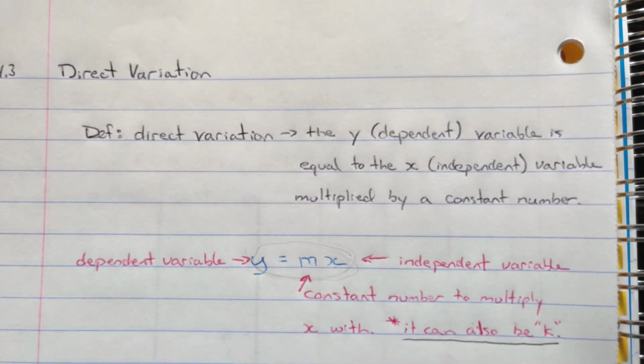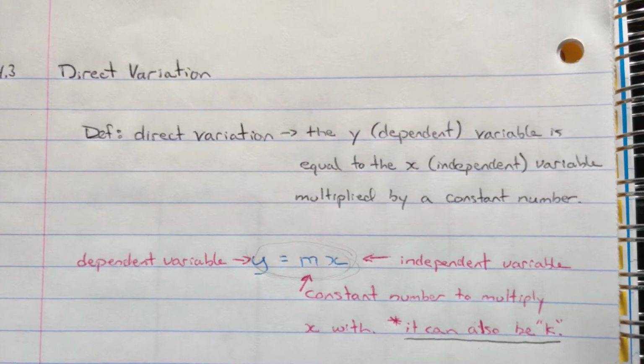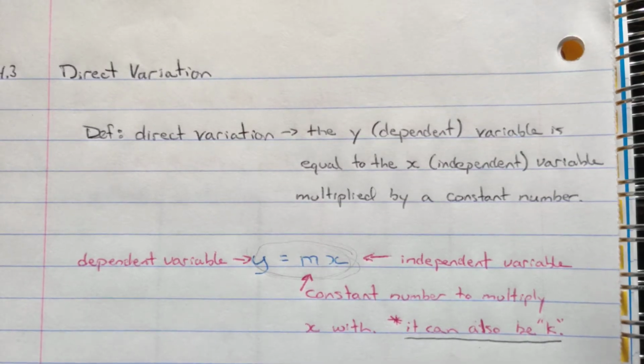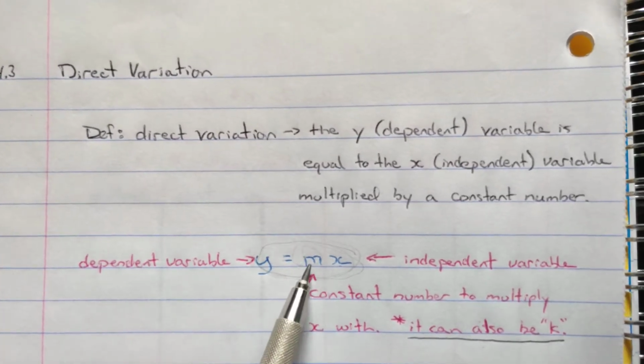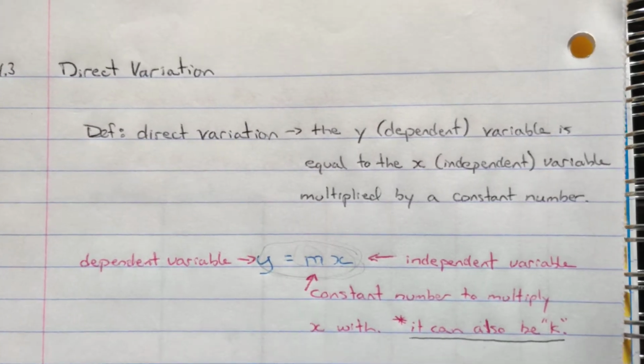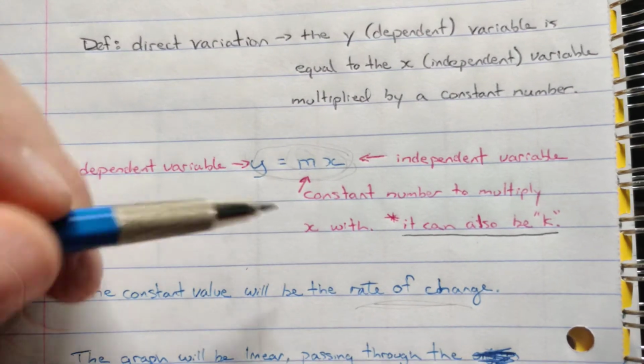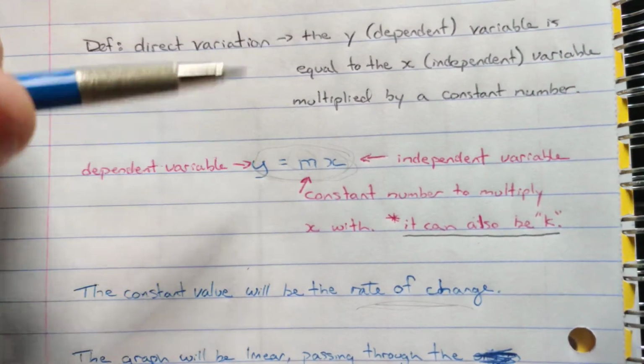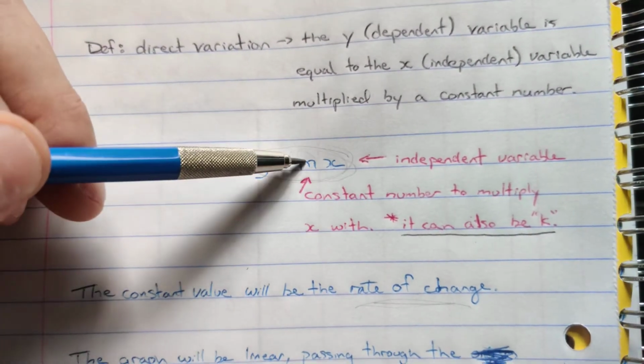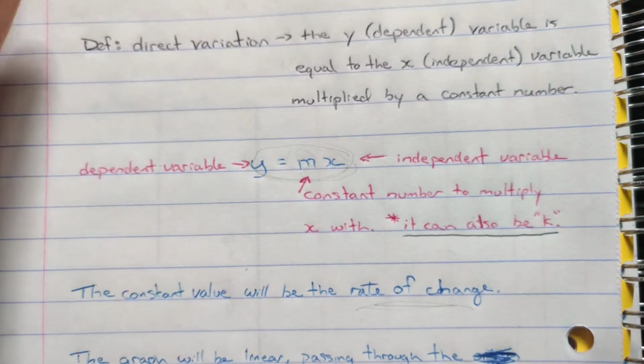I believe the textbook uses kx, but most of your math teachers at the school will use mx. This constant number, the m, happens to be your rate of change. So the m value is your rate of change. So we have your dependent variable, your independent variable, and your rate of change.